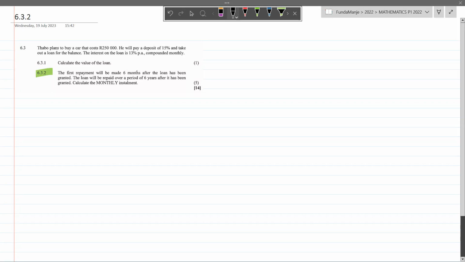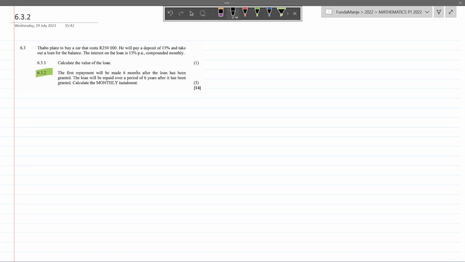6.3.2 says the first repayment will be made 6 months after the loan has been granted. The loan will be repaid over a period of 6 years after it has been granted. Calculate the monthly installments. So what we can see from this is that the first payment is made 6 months after the loan has been granted.